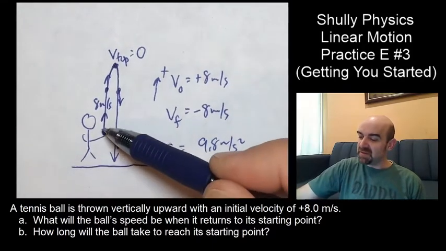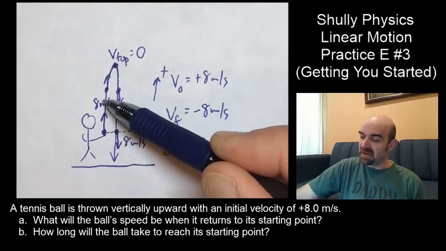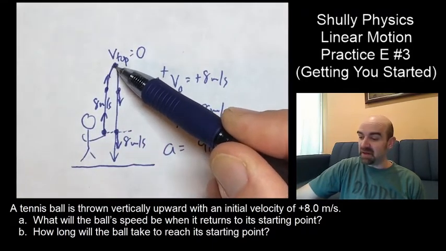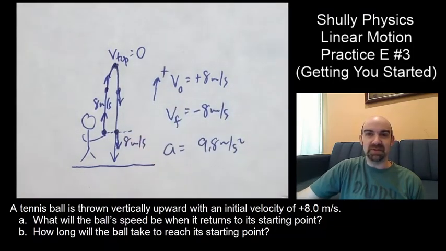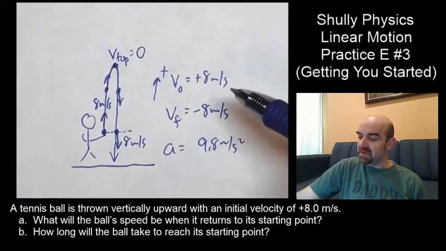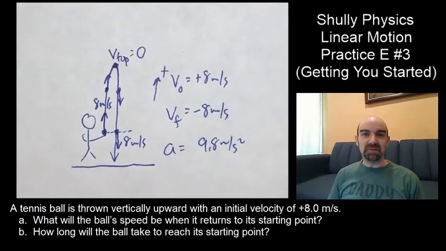So that means it slows down from 8 meters per second to 0, and it speeds back up to 8, but in the negative direction, to a negative 8. So these are your pieces of information you're going to need to finish this problem. Good luck.